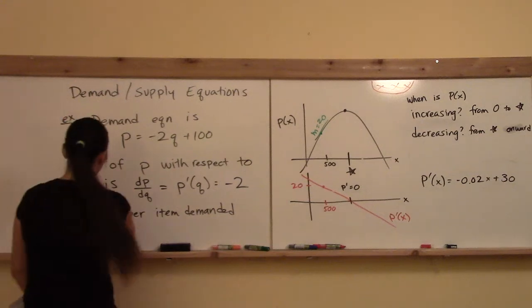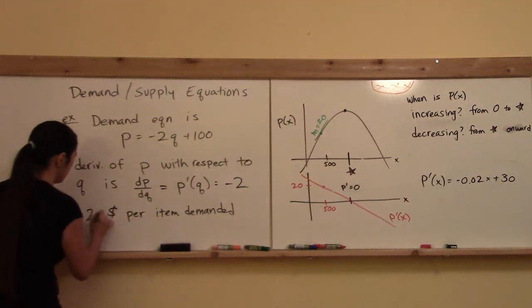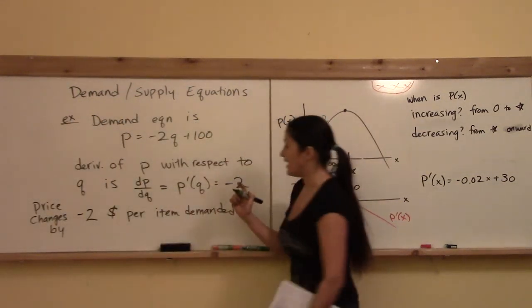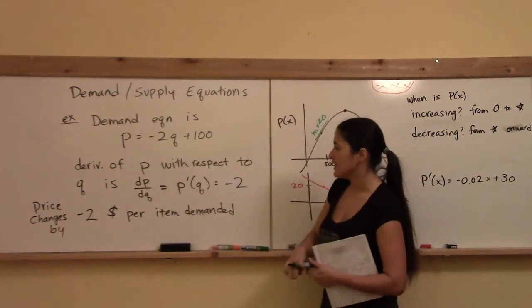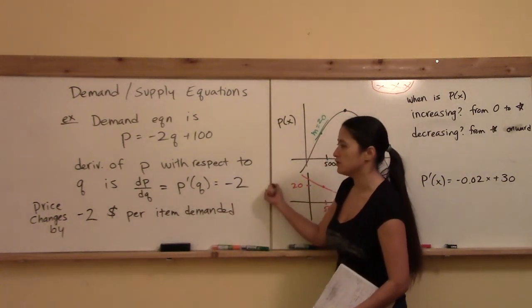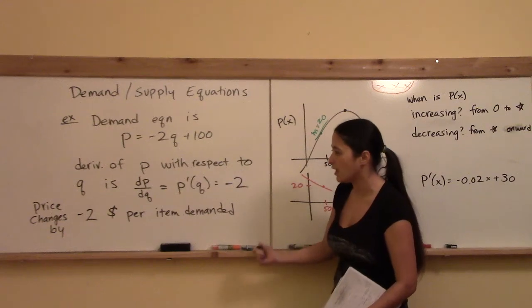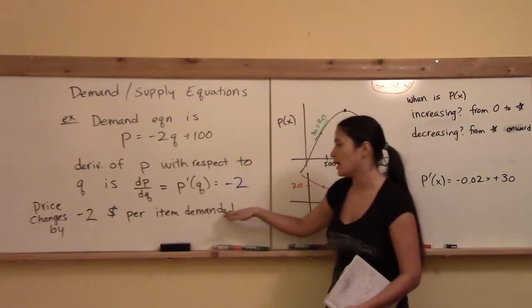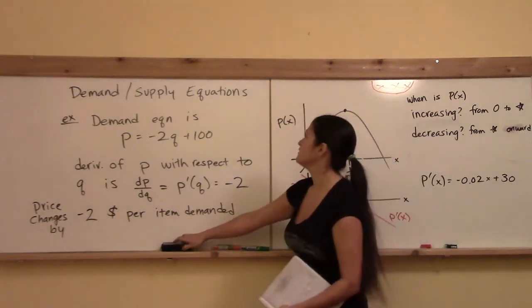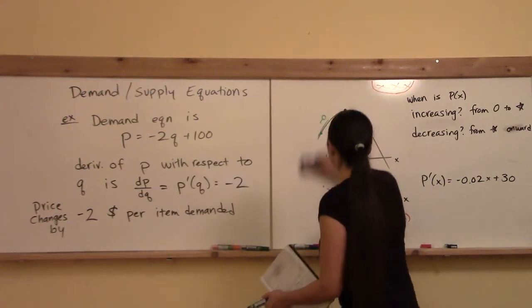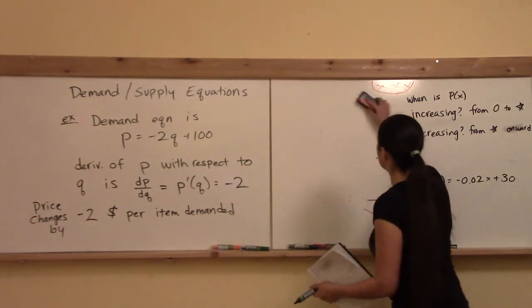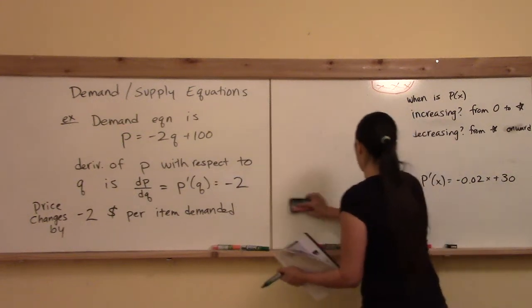Okay, yeah, so the interpretation of the derivative in this context is that the top variable, the price, is going to change by negative 2. So it's going to go down by $2 for every additional item demanded. All right, so once you get the units on the derivative, it's pretty easy to get the interpretation out.